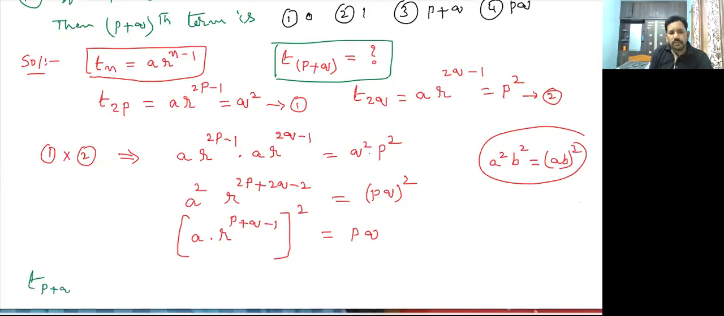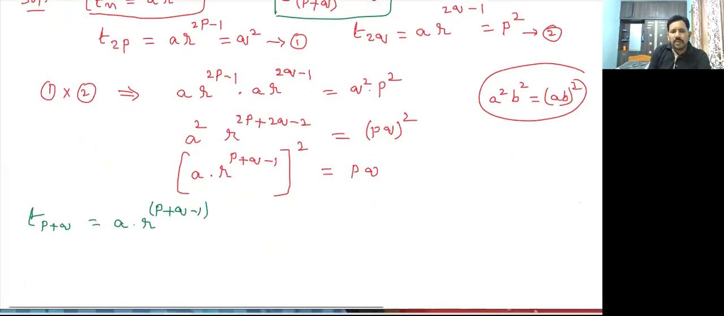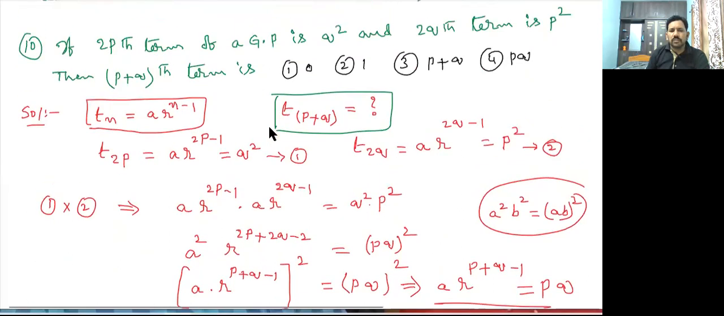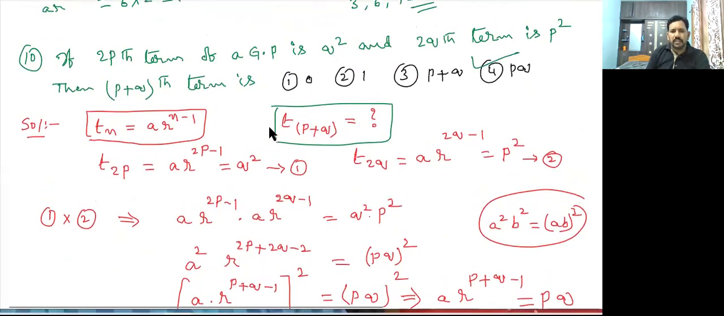But see the question, they are asking what is T p plus q. T p plus q is equal to a into r power p plus q minus 1. And here I have not written the square. So the square cancels. A into r power p plus q minus 1 value is how much? pq. Substitute this value here. What is the answer? pq. So the fourth option is correct.